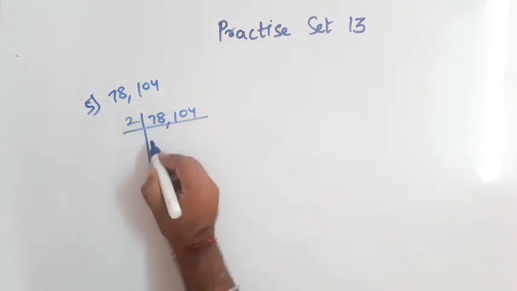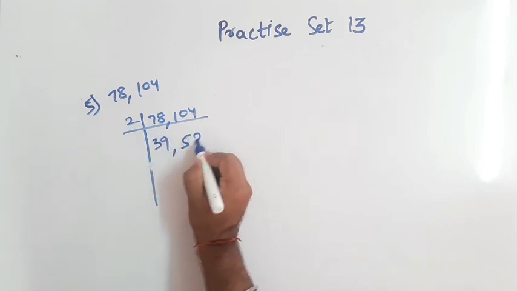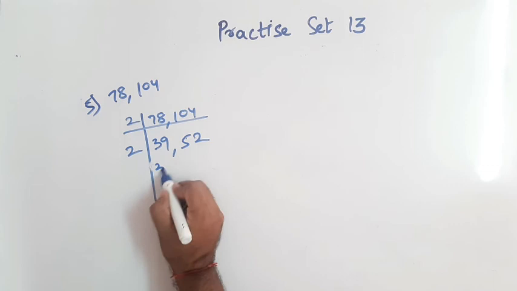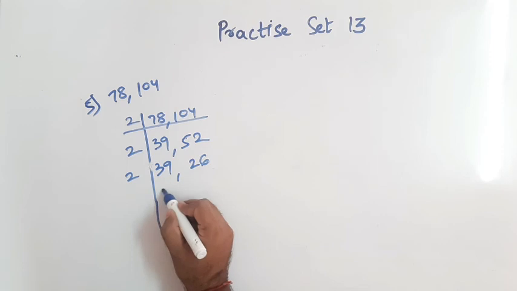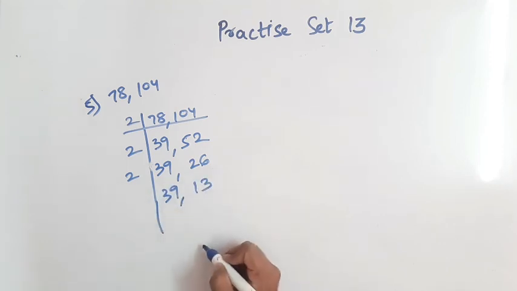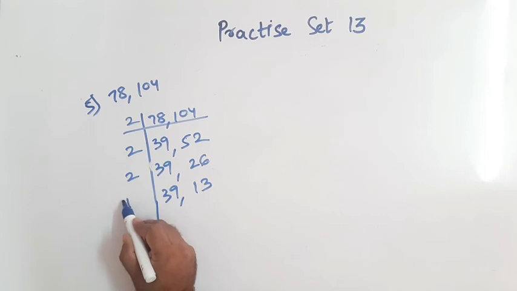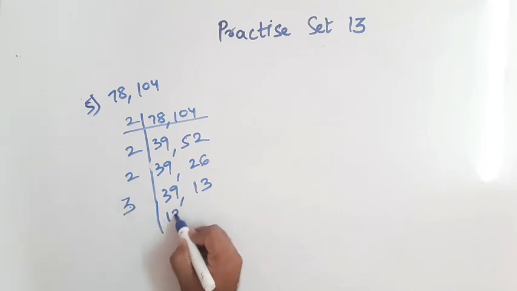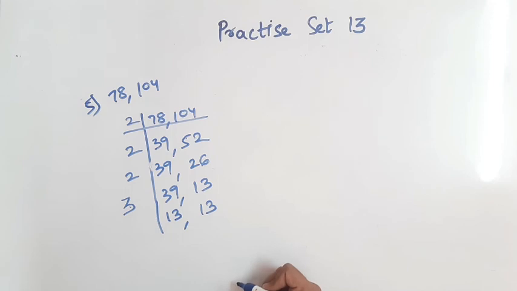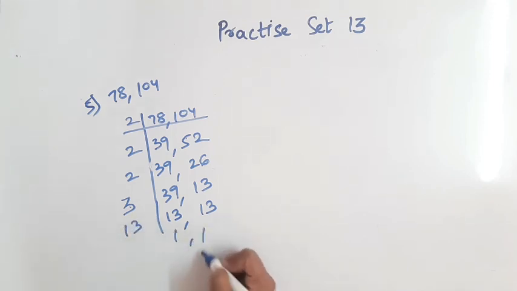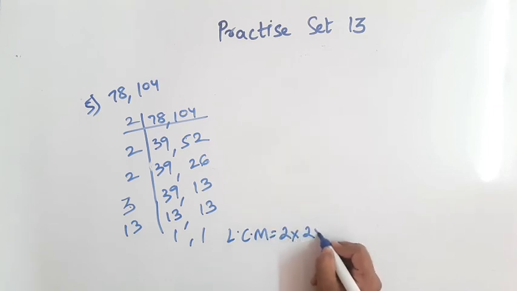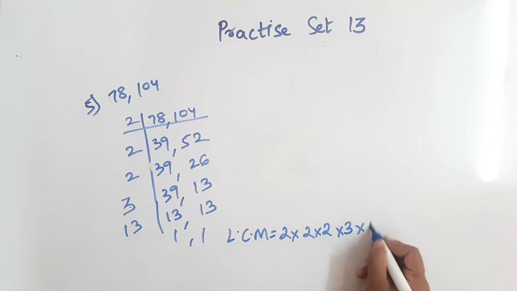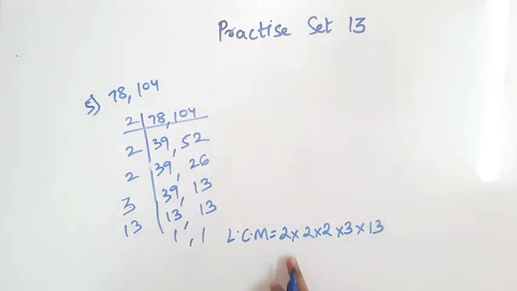So I'll take 2, 2 39s are 78. This is 52. Again I can take 2, 2 26s are 52, 39 as it is. This is 26. Again I can take 2, 2 13s are 26, 39 as it is. This is 13. Now I can take 13, or I can take 3. 3 13s are 39 and 13 as it is. Now it is very simple. Okay, so our LCM is 2 into 2 into 2 into 3 into 13. So 2 2s are 4, 4 2s are 8, 8 3s are 24.